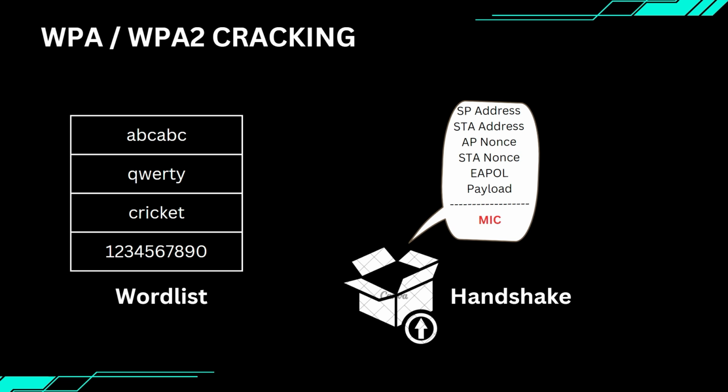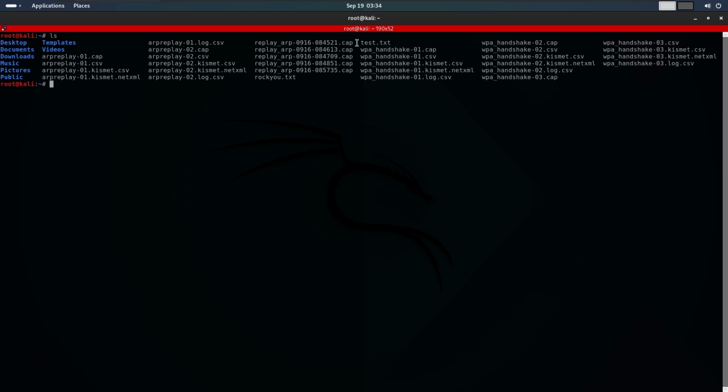Importance of a good word list. This is why the success of this attack largely depends on the quality and size of your word list. For demonstration, I have a word list, test.txt. I have manually added my target password to the end of this list so that when I run it against the handshake, I will find the correct password, since it was not included by default.